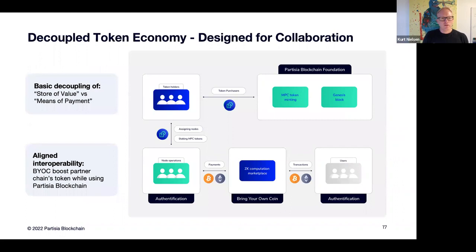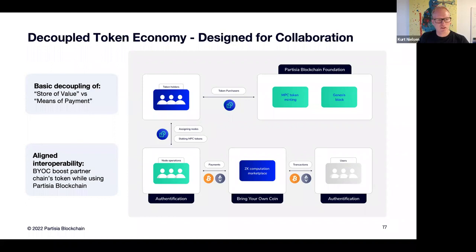So one of the very basic design choices is a decoupled token economy. This is about not using the token that we create as a means of payment. It's used for staking. So that's an opportunity to run a node or to delegate your tokens to someone else who's running a node. And when you run a node, you get paid not in the MPC token, but in external, well-established liquid tokens that are brought in through the interoperability, through the token bridging. And we have what we call BYOC, bring your own coin. We'll come back to this and see how this is facilitating collaboration among blockchains, among Partisia Blockchain and all the existing networks out there.